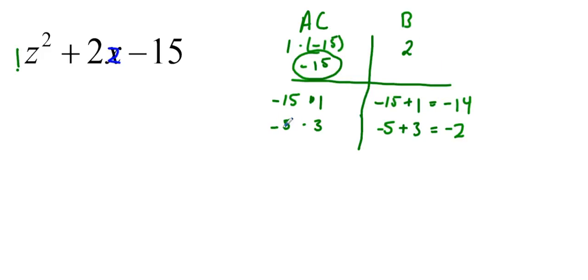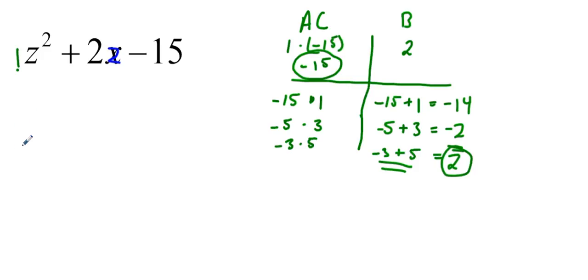If you recall, it doesn't matter which one of these is negative. So whenever you see that, we're going to switch these up. We're going to go negative 3 times positive 5, and then we'll take negative 3 plus 5. And guess what? That equals positive 2. So these are our factors that are going to equal 2.